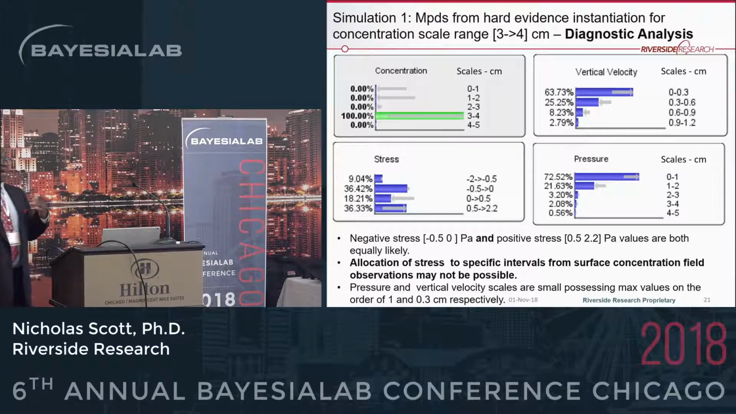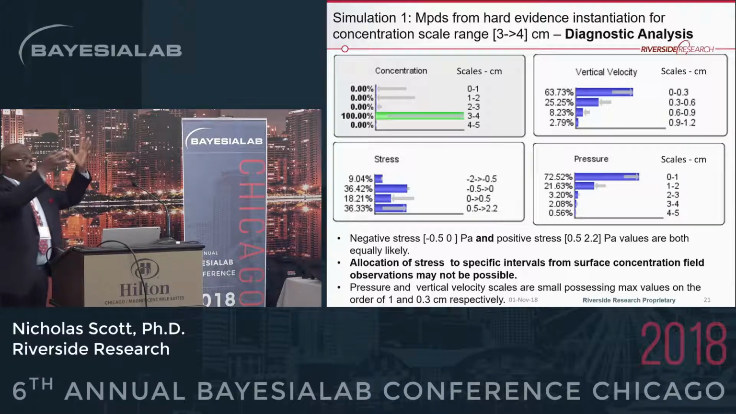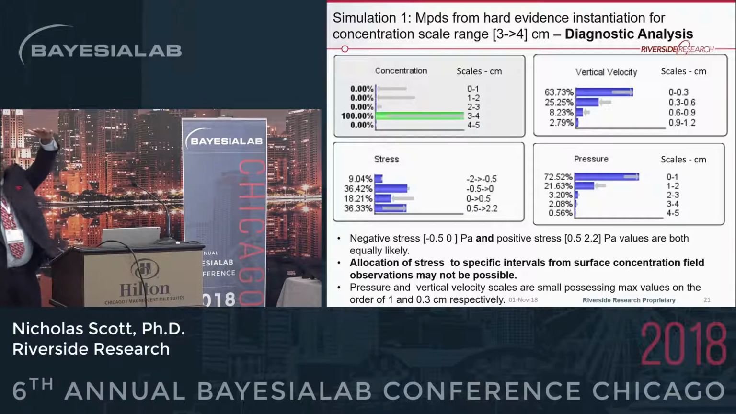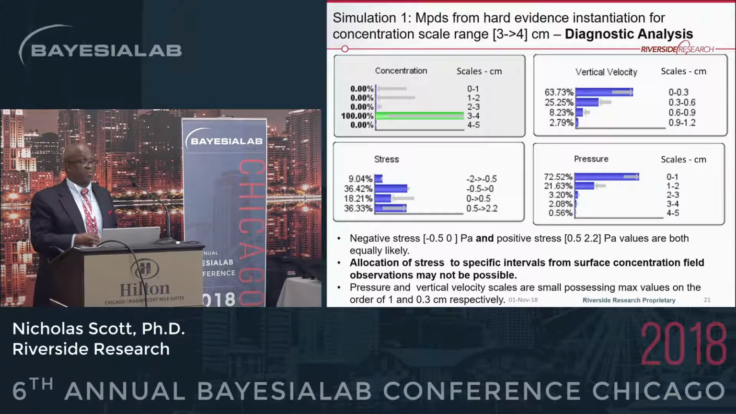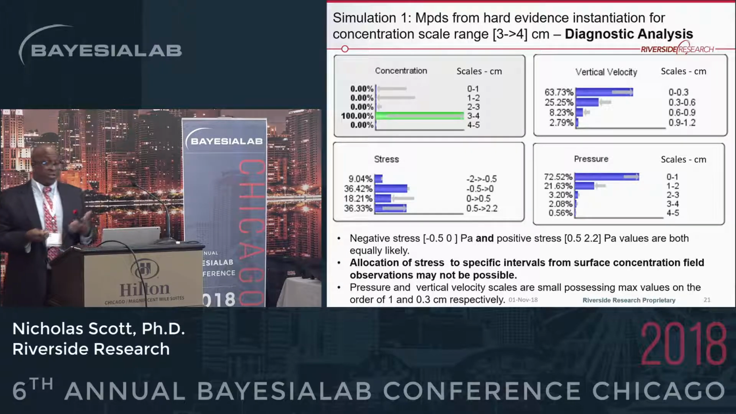First simulation, diagnostic analysis, reasoning from effect to cause, reasoning from the surface to what's going on beneath the surface. So we instantiate concentration at the range of 3 to 4 centimeters, and we basically watch how the Bayesian belief network, naive Bayesian belief network behaves. And we found something that was interesting to me.